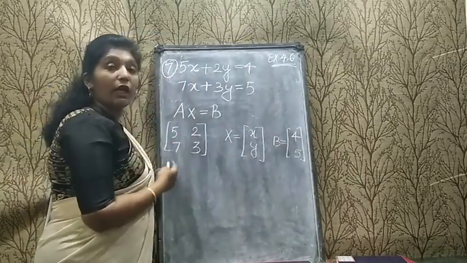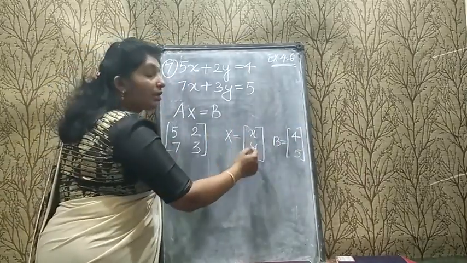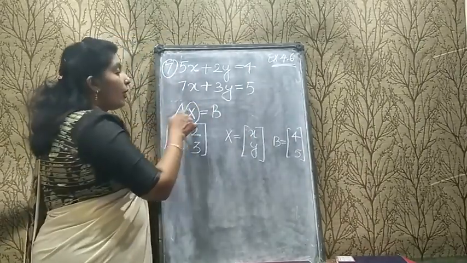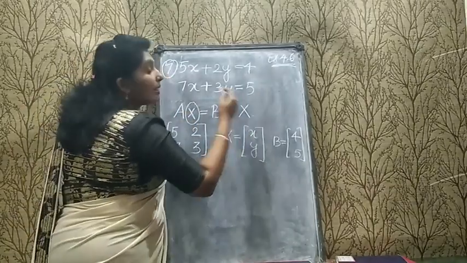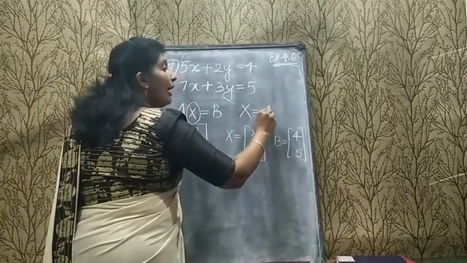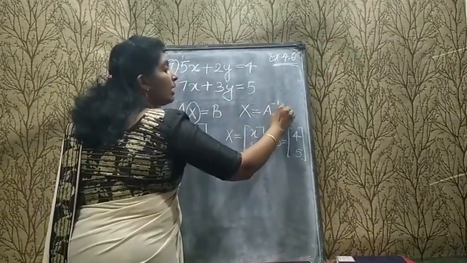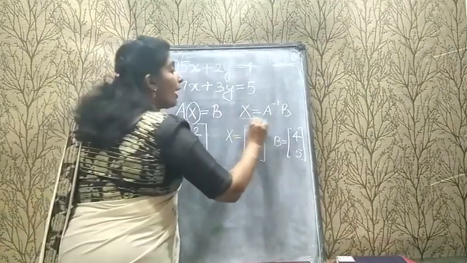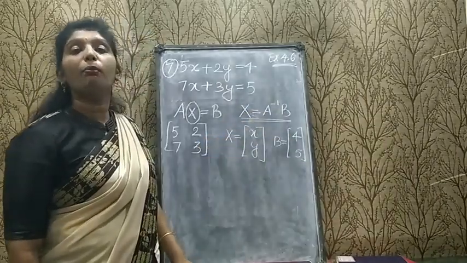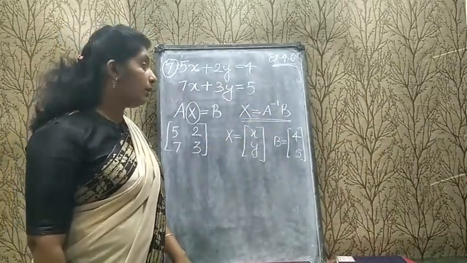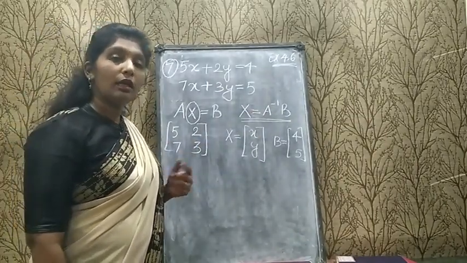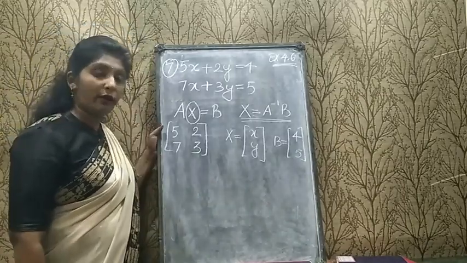Now from here we have to find the value of x and y. It means we have to find this X. So from this equation, if we want to find X, then A has to shift here, and it will be A inverse into B. It means for finding X, you have to take the product of A inverse and the B matrix. So first we need to find A inverse. In the previous videos I have already shown how to find it.